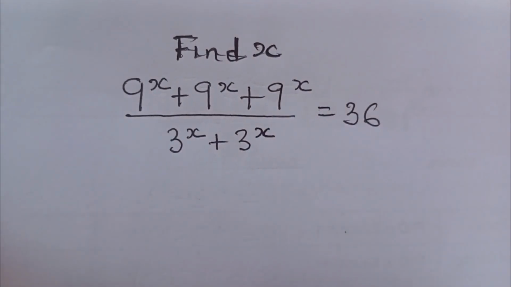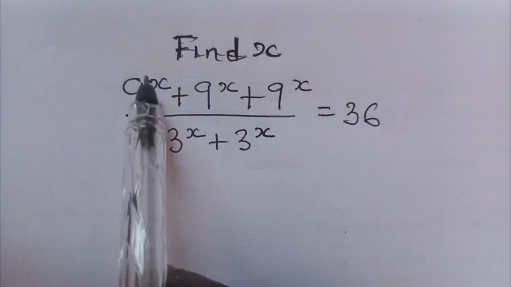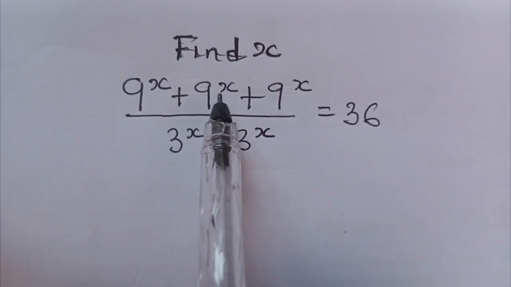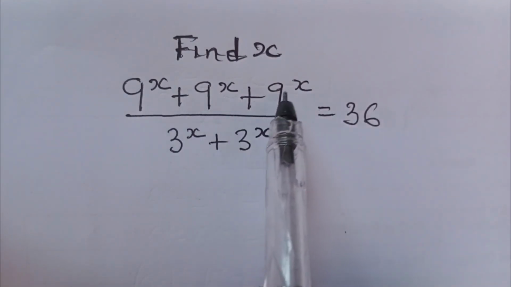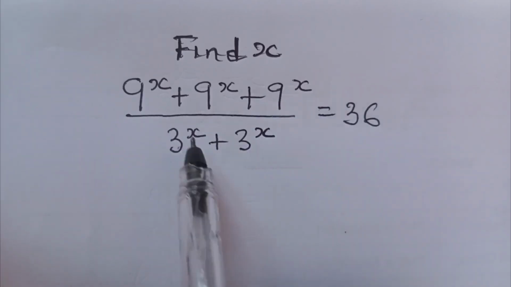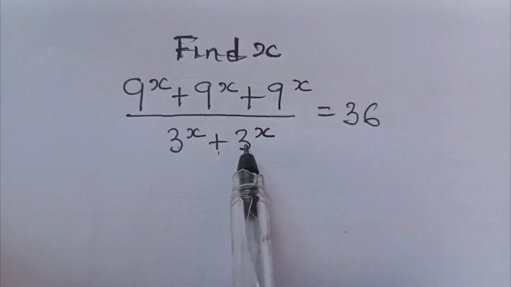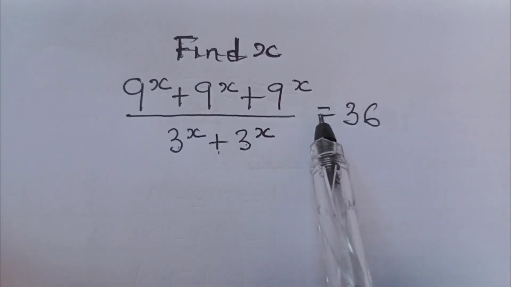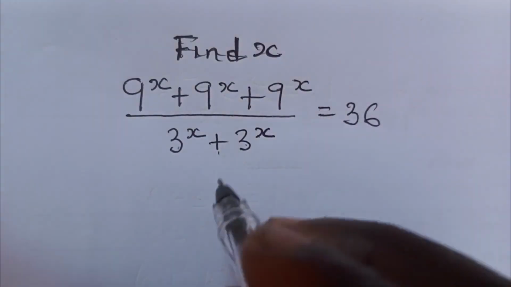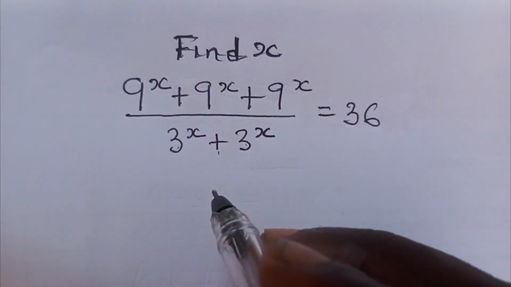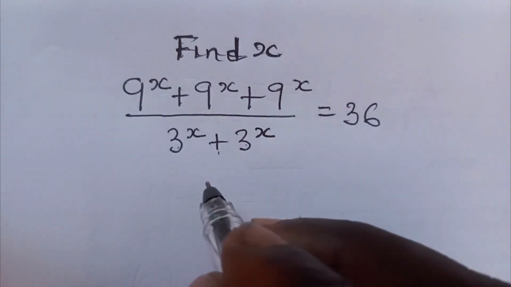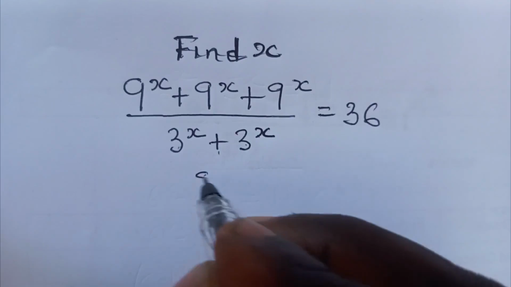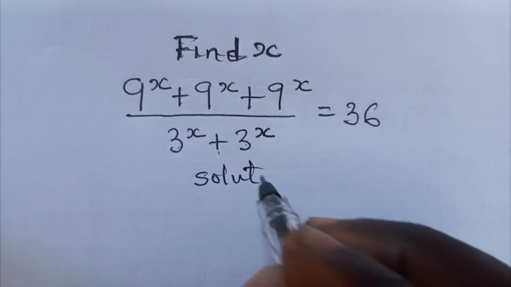Let's solve this question. (9^x + 9^x + 9^x) divided by (3^x + 3^x) equals 36. So to solve this question is very easy. Within some minutes and seconds you are through. So how do we solve it? Let's write the solution.